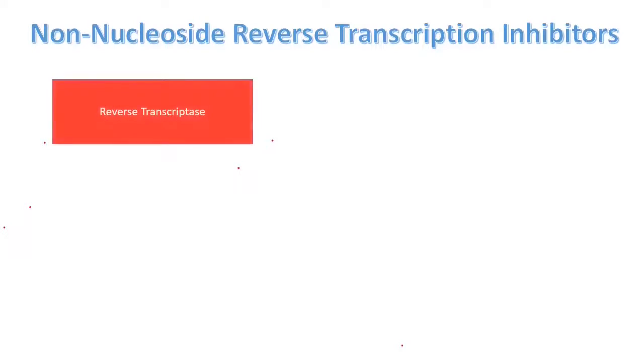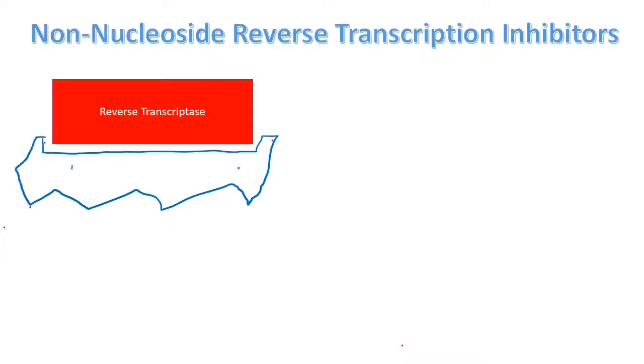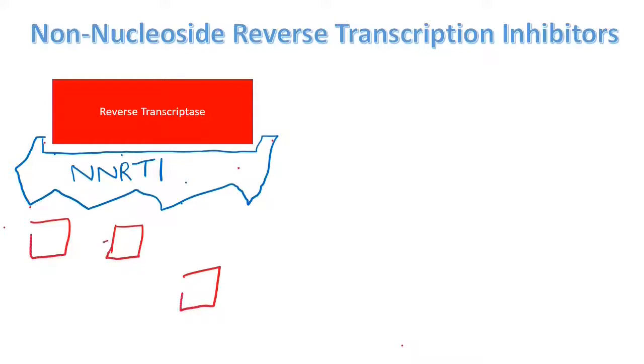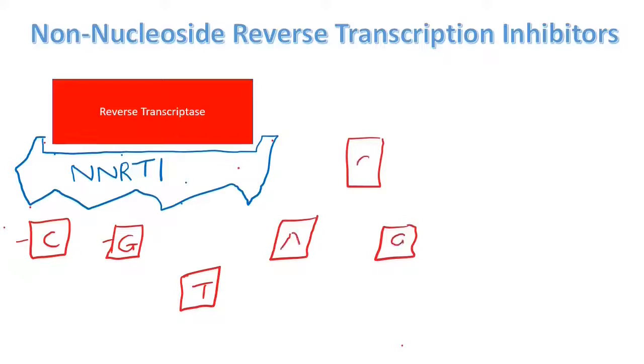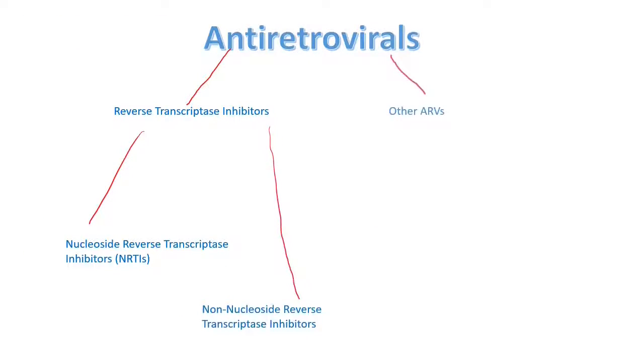Now, the second class is the non-nucleoside reverse transcriptase inhibitors, or NNRTIs. These drugs also inhibit the action of reverse transcriptase, but they don't do it in the same way as the NRTIs. Now, the NNRTIs bind directly to the reverse transcriptase enzyme, therefore preventing the enzyme from attaching to the viral RNA at all, and preventing it from doing any production of viral DNA. Okay, that's it for the drugs that affect reverse transcriptase.